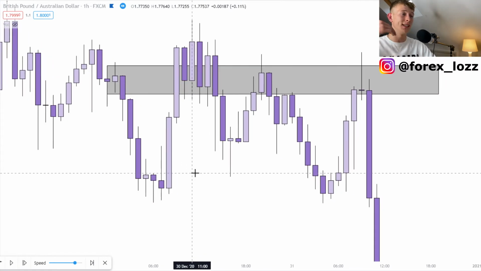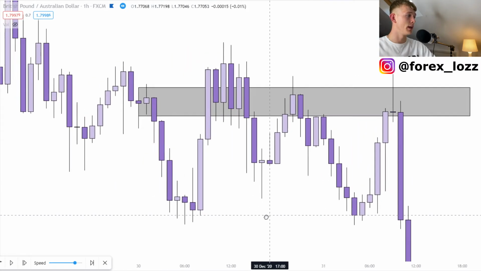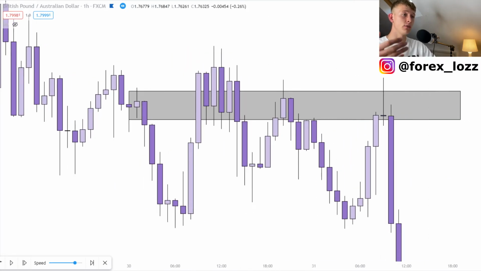Identifying our demand level is the exact same, and we're going to be using the drop, base, rally concept that I showed you guys in the beginning, okay? And can you guys identify it? I'm sure you can because you've been staring at the screen for long enough. We see the drop, base, rally, okay?